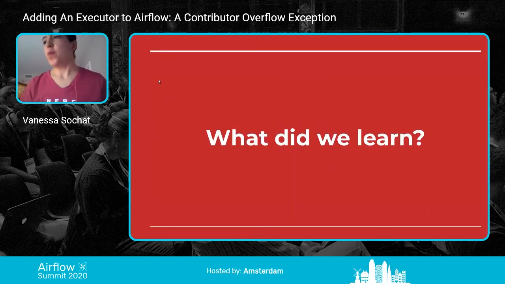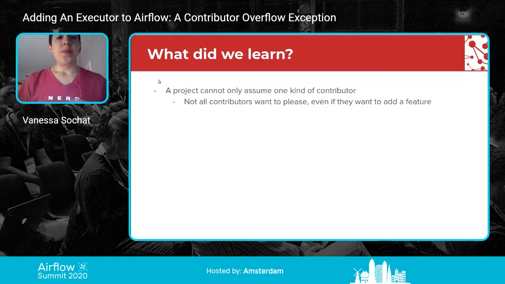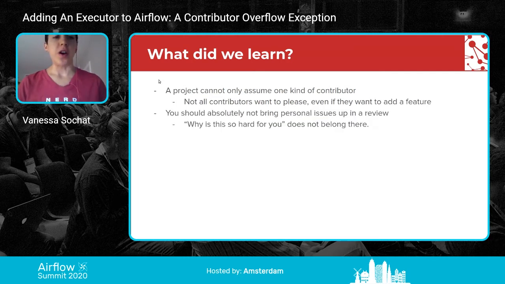And so what do we learn from this? How do we learn from this so we make sure that it doesn't happen again? Well, a project cannot only assume one kind of contributor. And I've been a maintainer on many projects. I know it's easy to get used to your sort of standard contributor and then expect them to sort of know all the secrets. But not all contributors will do that. And not all contributors want to please you. They might just want to add their special feature. And obviously, you should never bring up personal issues in a review. Why is this so hard for you? Should never be something that you talk about. You need to focus on the code.